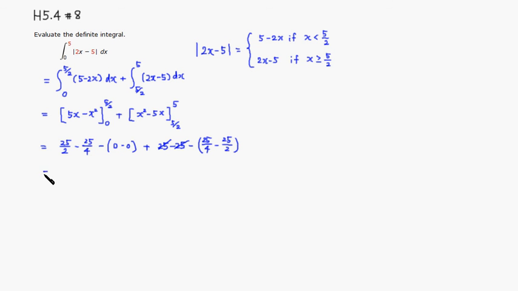And let's see, 25 over 2 is 50 over 4, minus 25 over 4 is 25 over 4, right? And here it's going to be negative 25 over 4 plus 25 over 2. Again, this is another 25 over 4. And you have two of them, so therefore it's 25 over 2. Right? Alright, so that's the value of this definite integral. That's it. I hope that this was clear.